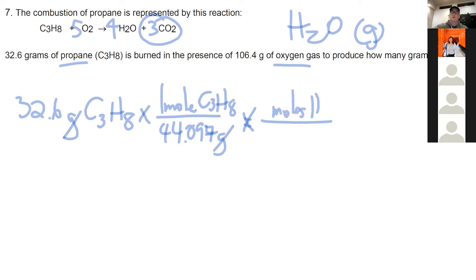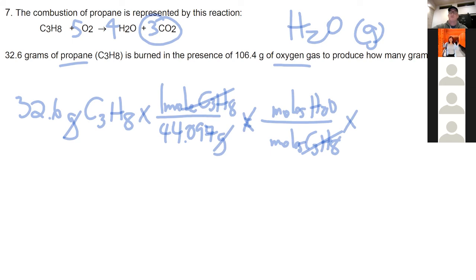So moles H2O on top and moles C3H8 on the bottom. So that gets rid of my moles of propane, and I'm left with moles of water, which is really what I want. And if I want it to go all the way to the end, I could convert that to grams, since that's the answer I want anyway. So I might as well just keep going.